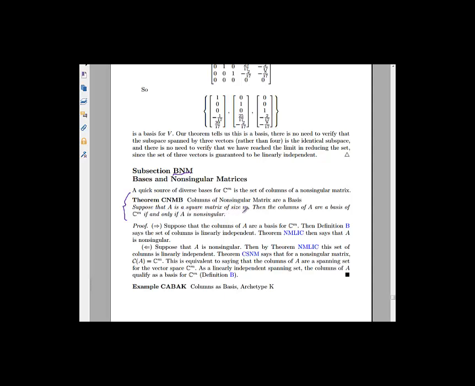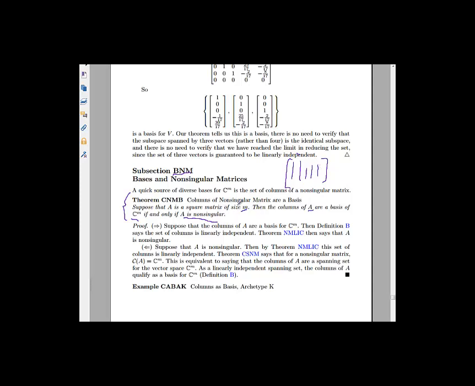Suppose that A is a square matrix of size m. The columns of A are a basis of Cm if and only if A is non-singular. All right, so look at the condition here. A is square, so same number of rows as columns. So there's actually m vectors, m columns, and each column has m components. In this case, it turns out that those m columns in that non-singular matrix form a basis for all m-dimensional vectors.